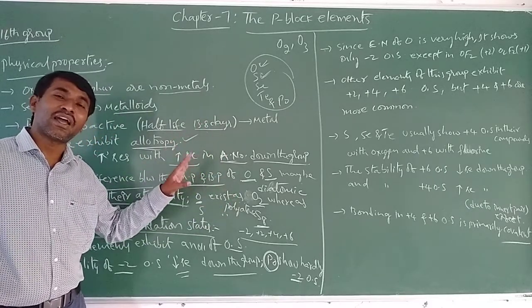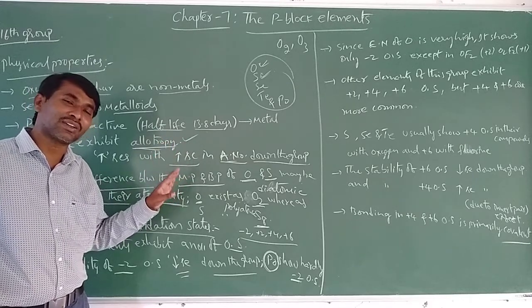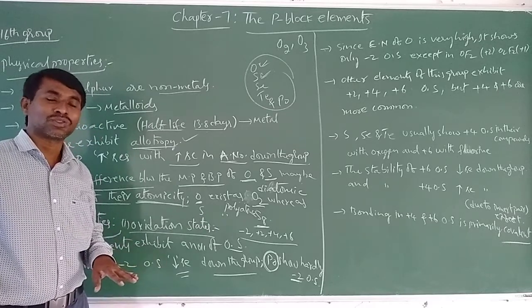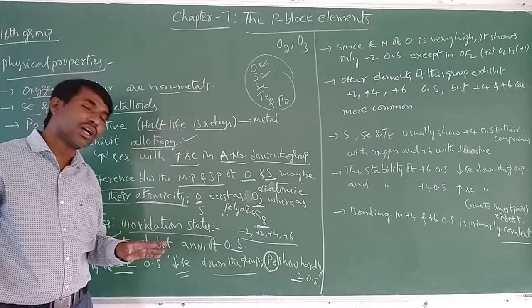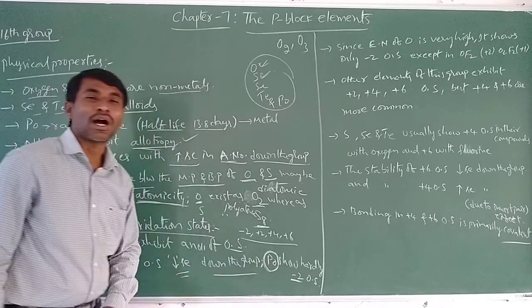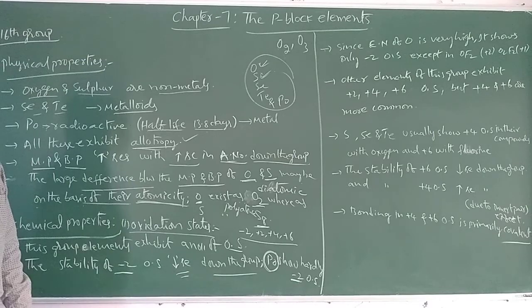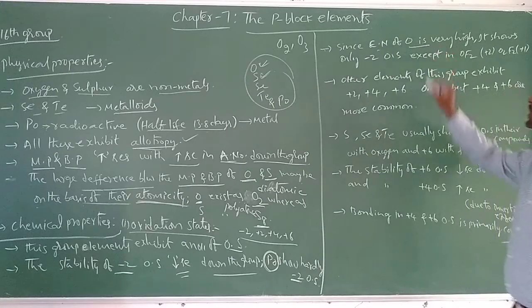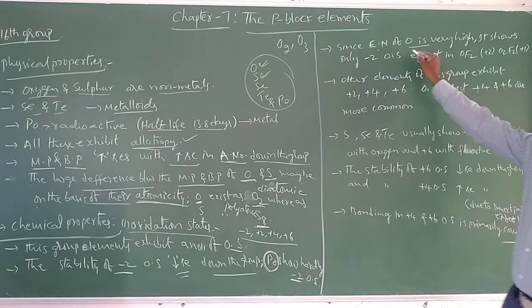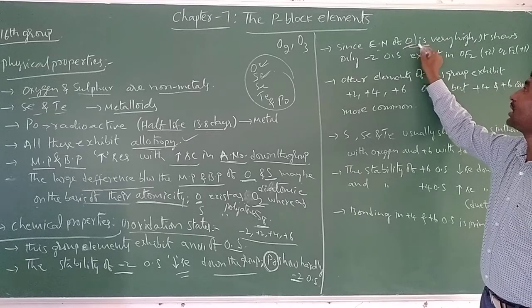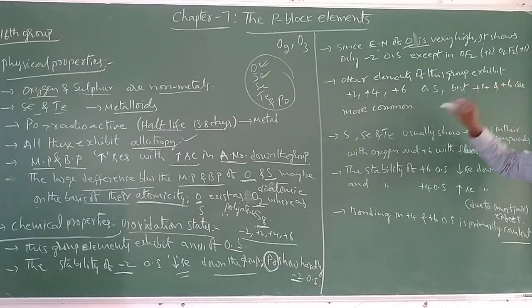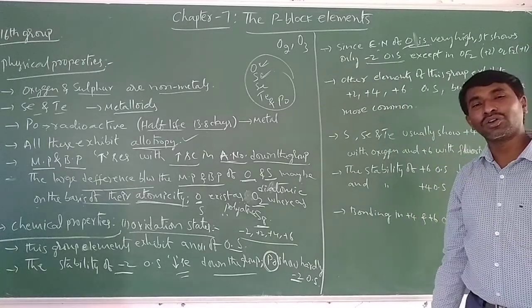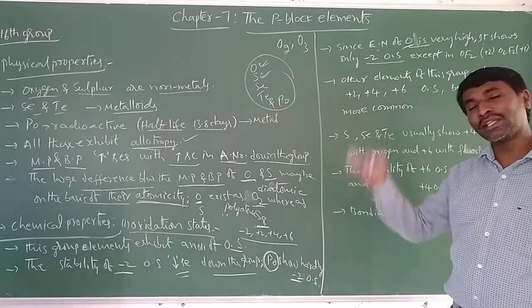So oxygen is the most electronegative atom in this group, and polonium is the least electronegative. Comparatively, oxygen hardly shows any positive oxidation state; it shows the -2 oxidation state. Another thing: since the electronegativity of oxygen is very high, it shows only the -2 oxidation state.